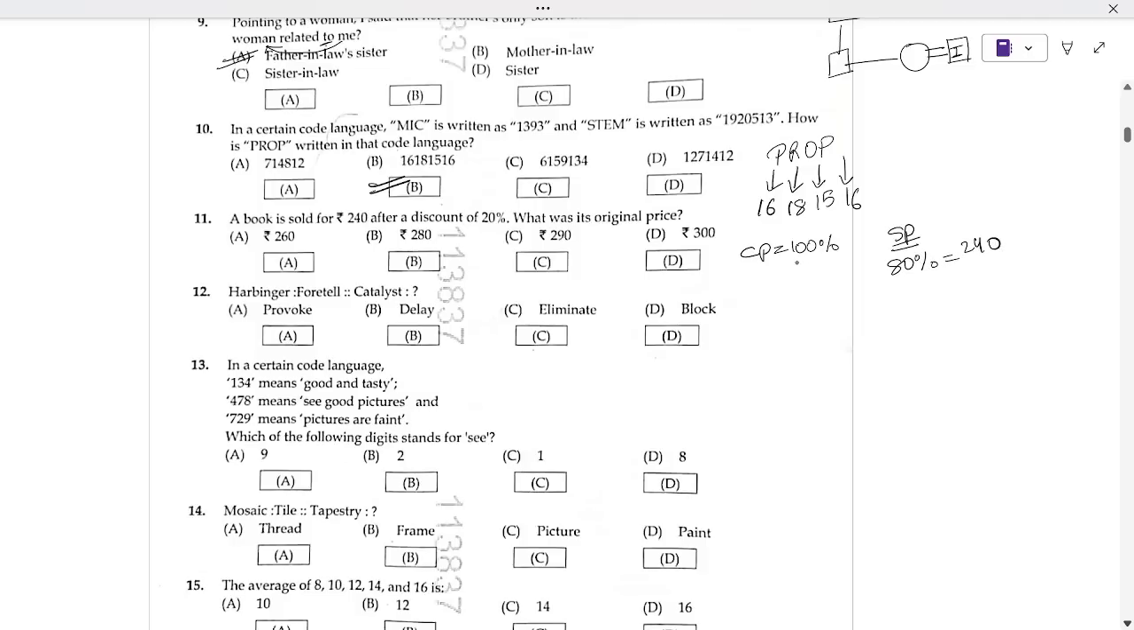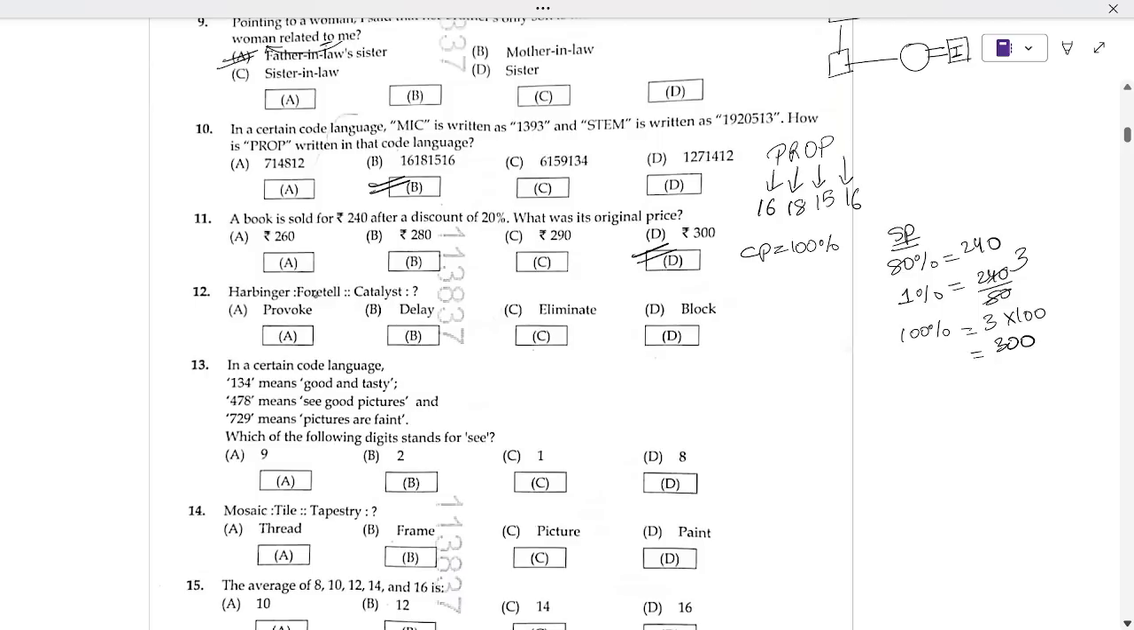They are asking us to find the 100%. If 80 is 240, then 1% is 3, because 240 divided by 80 is 3. So 100% is 1% into 100, which is 3 into 100, 300 rupees. D is the answer. Acha, this one is from classification.